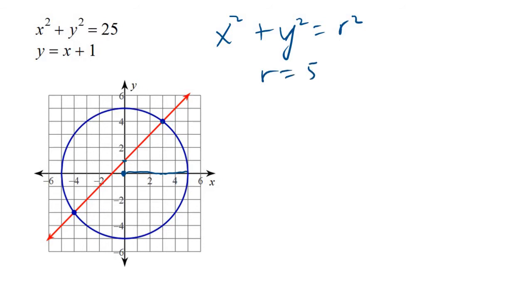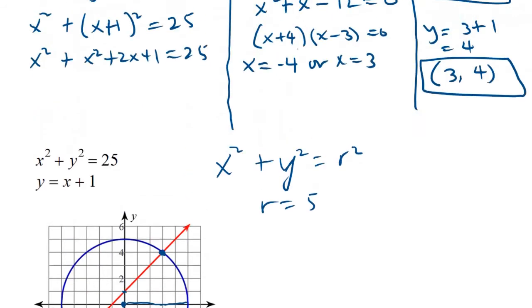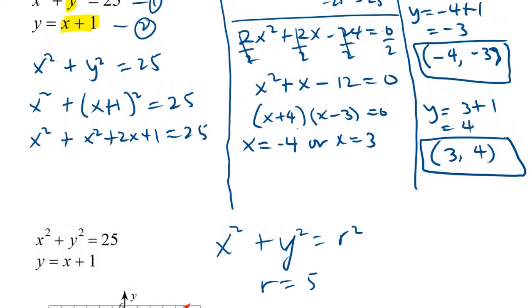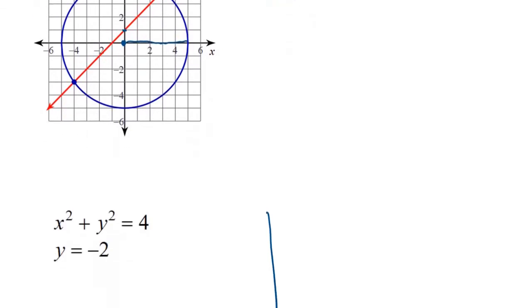If we draw that circle centered at the origin with a radius of 5, we get that blue graph. And we can see that the line is intersecting the circle in two locations, which are (3, 4) and (negative 4, negative 3), matching the algebra that we just did. Here is a second example.